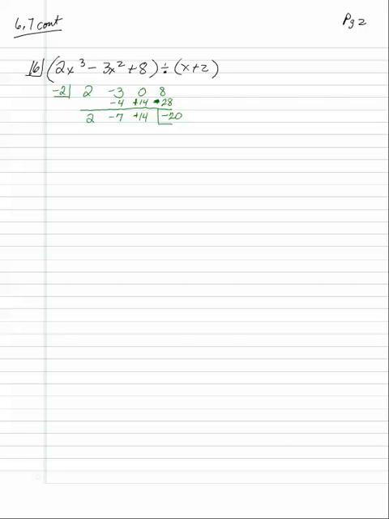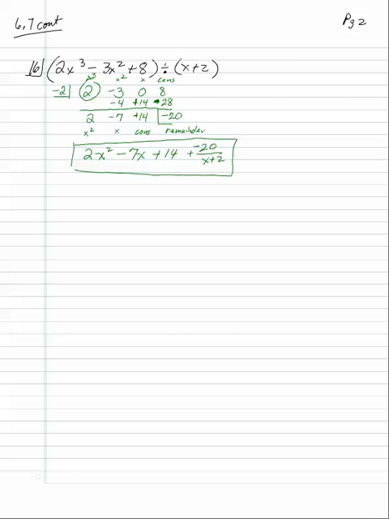So then my solution, remember this is x cubed, x squared, x, constant, and then down here it'll be x squared, x, constant, remainder. Normally I don't write that, of course, but I'm just showing you. So the remainder you put over the divisor. And there you go.